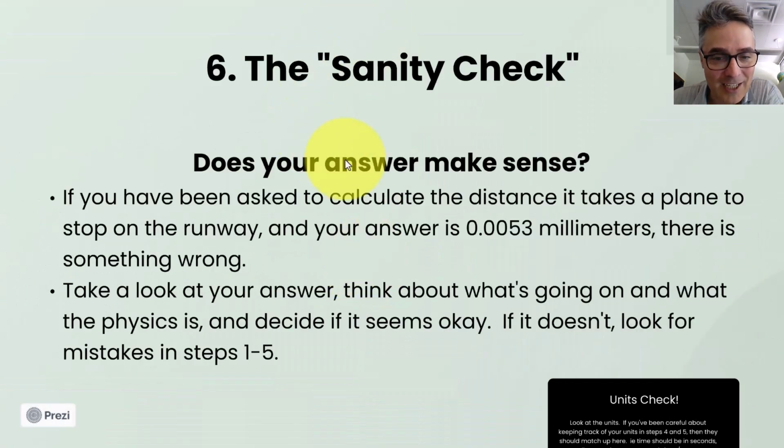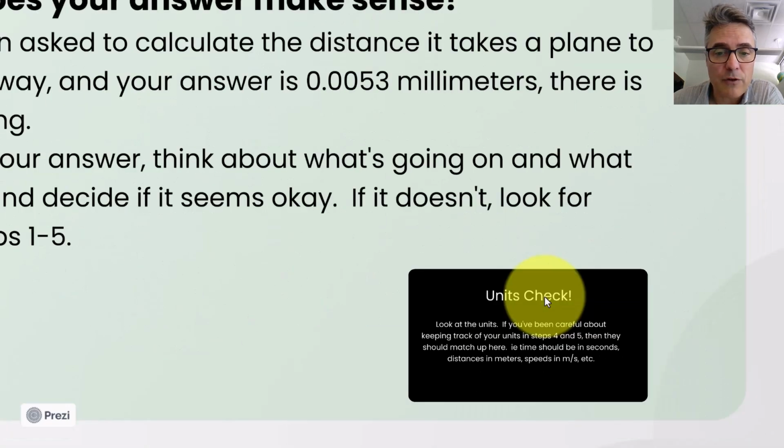which leads us to step 6, the sanity check. Does your answer make sense? For example, if you've been asked to calculate a distance it takes a plane to stop on the runway, and your answer is 0.0053 millimeters, that clearly is something wrong. So take a look at your answer, think about what's going on and what the physics is, and decide if it seems okay. And if it doesn't, you can look back for mistakes in the first 5 steps.